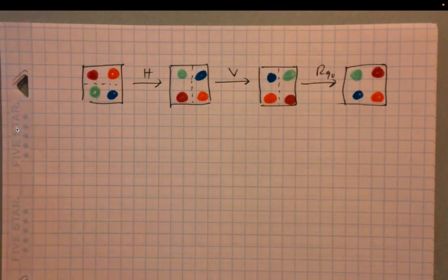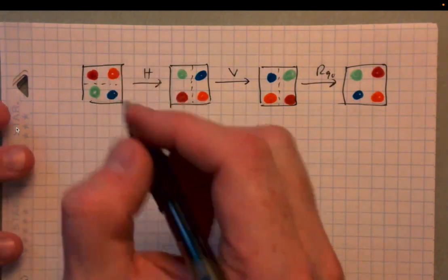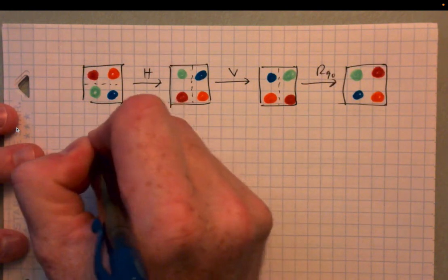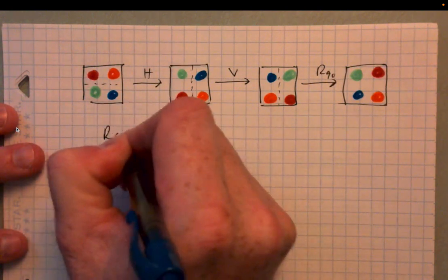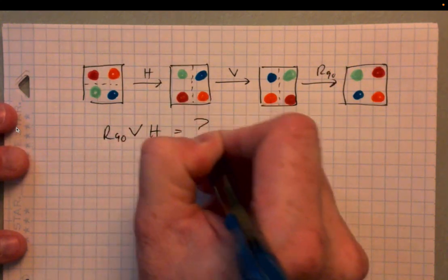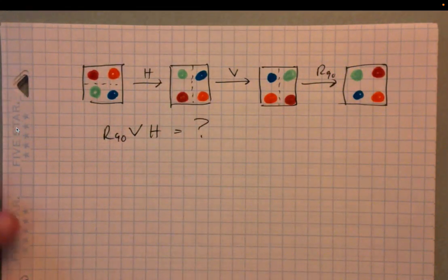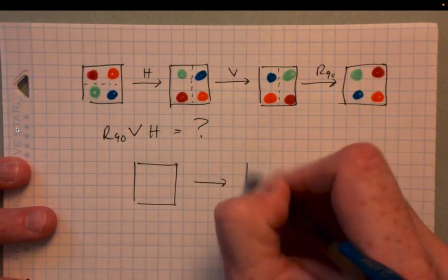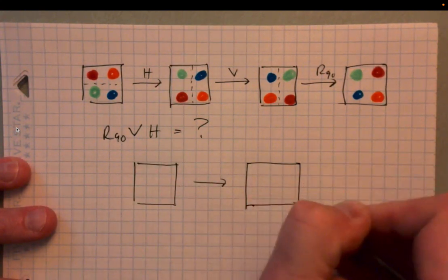Okay, and so if you look back at our initial 8, we could see that this is actually... So this would be an R90 composed of a V composed of an H. And what does it equal? Well, it turns out that this is all equivalent to an R270.